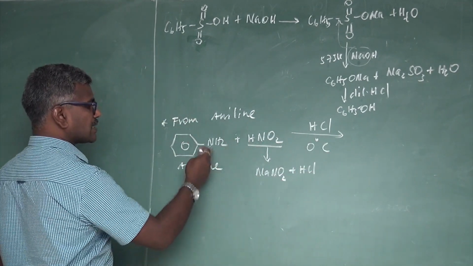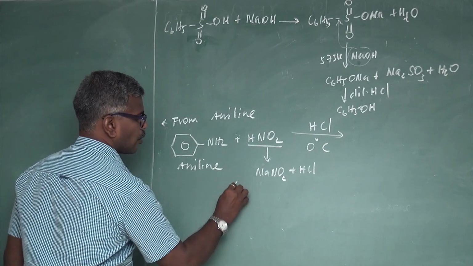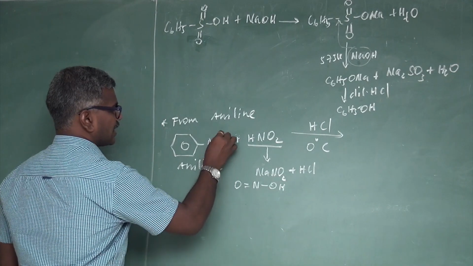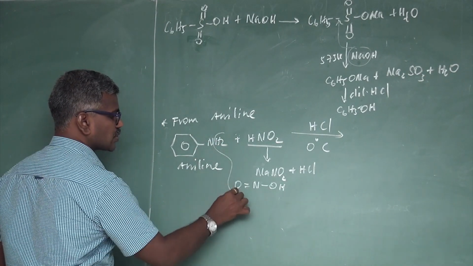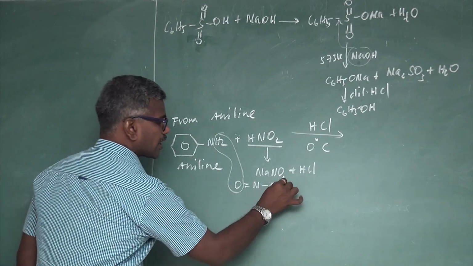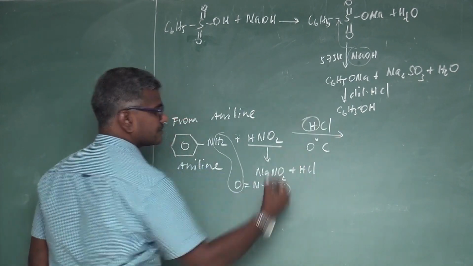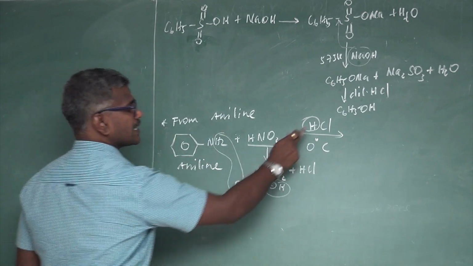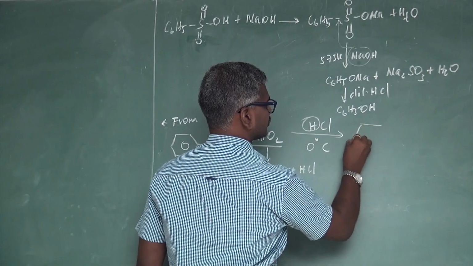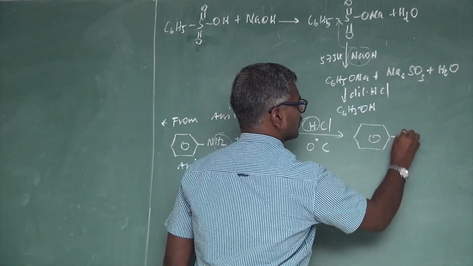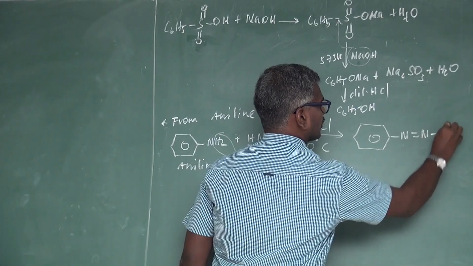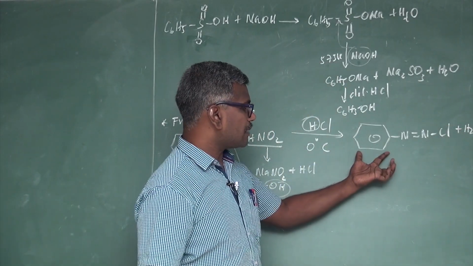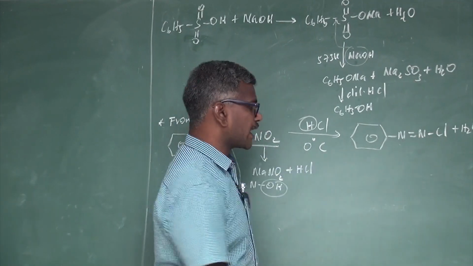How does nitrous acid react with the amino group? Nitrous acid is O double bond N single bond OH. Here the nitrogen carrying 2 hydrogens reacts with the oxygen. This OH group reacts with this hydrogen. What about the remaining benzene N double bond NCl, plus removal of water? This is named benzene diazonium chloride.